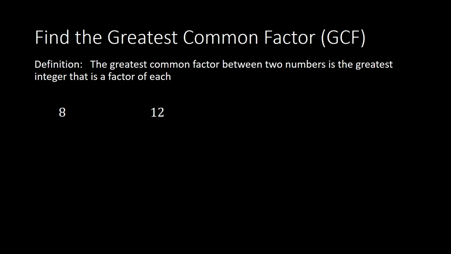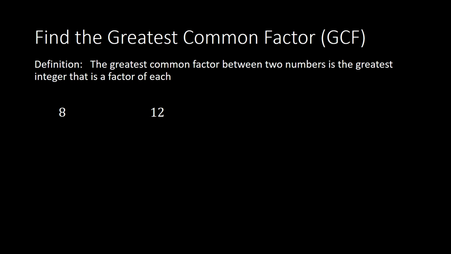Or another way to think of it would be, what is the biggest number that divides evenly into both 8 and 12? Well, they're both even, so we can divide both by 2. 8 divided by 2 gives me a 4. 12 divided by 2 gives me a 6. But is there a number that's bigger than 2 that divides evenly into both the 8 and the 12?